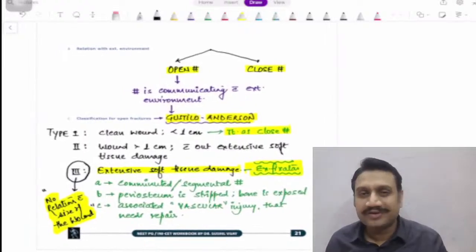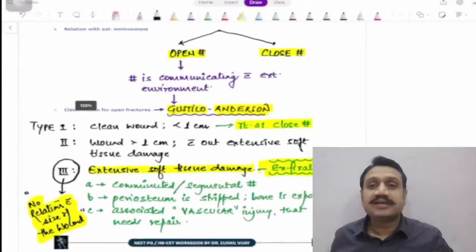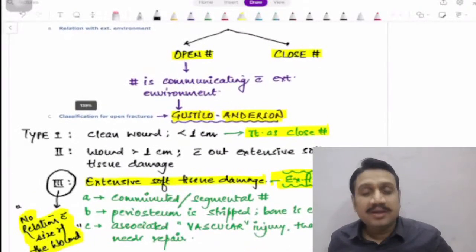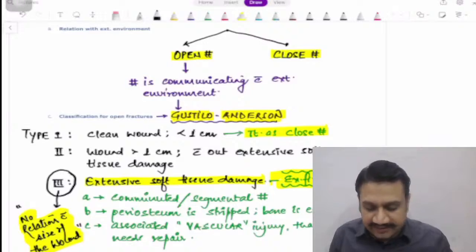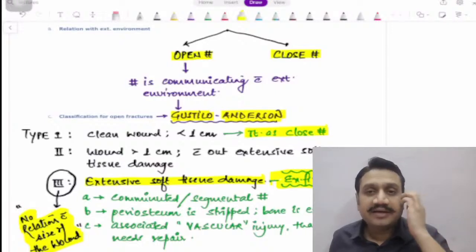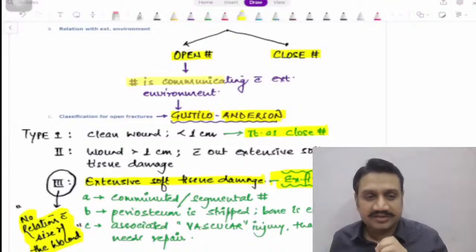You all know what is an open fracture. An open fracture is the one where there is an injury, a wound on the leg or limb, and the fracture site is communicating with the external environment. That is the meaning of an open fracture, that you all know.